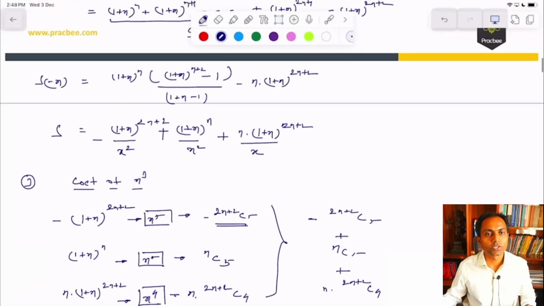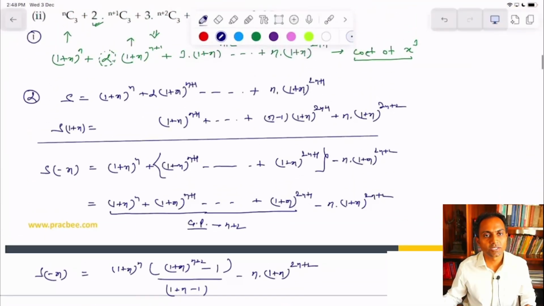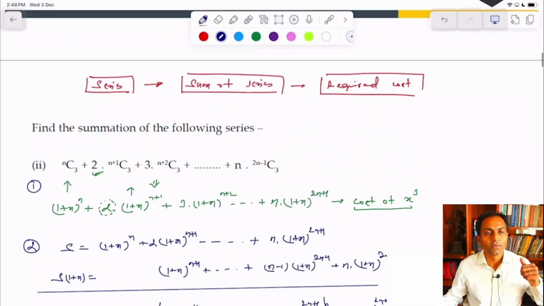In this kind of question, we have three steps in place. What are the three steps? Let us go back to them again. We write the series, then we find the sum of the series, then we get the required coefficient. If we do these three steps, we will be able to get an answer.